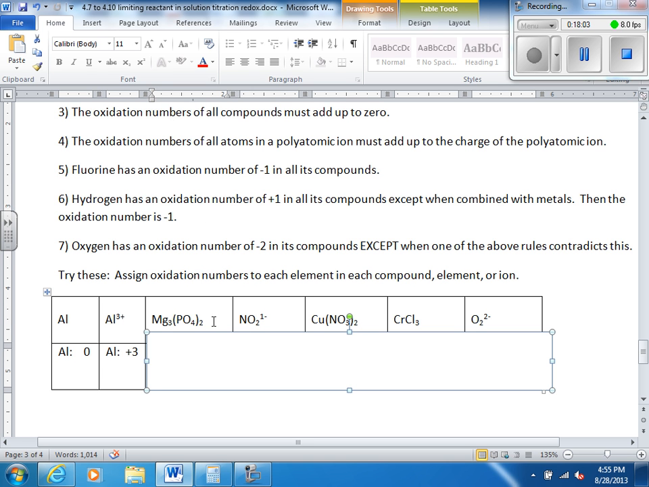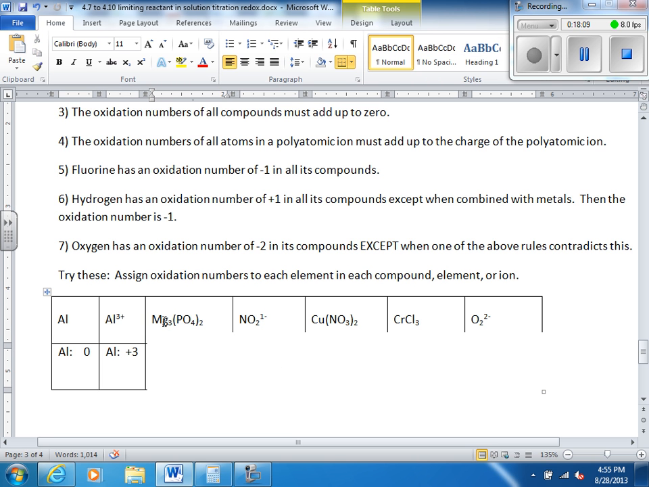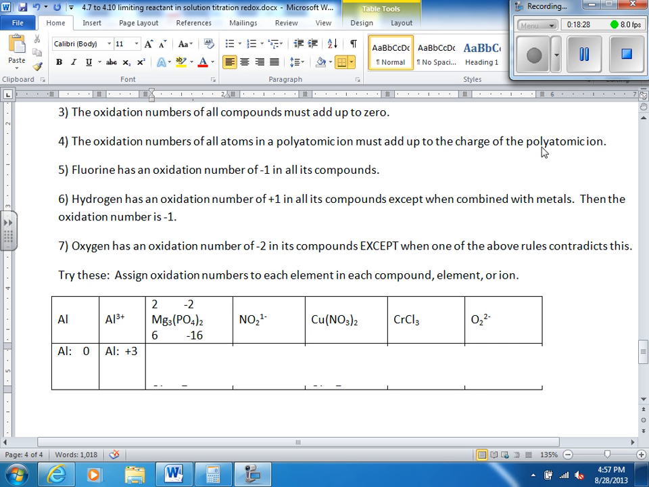Compounds, oxidation numbers have to add up to 0, so this whole thing must add up to 0. Well, we know that Mg is in the +2 column, so Mg is +2. And we have this rule that oxygen is -2, so O is -2. The Smartboard's not working, so I can't write this. I'm going to have to just type in numbers. So we know magnesium is +2. We know oxygen is -2 by the rules up here.